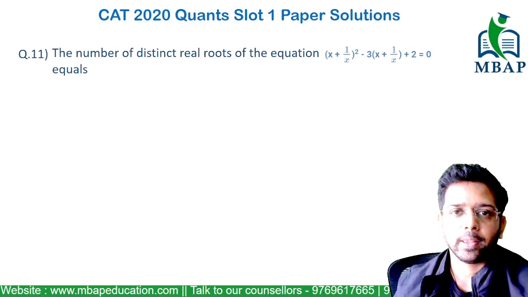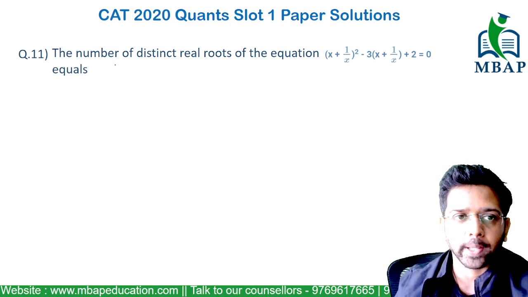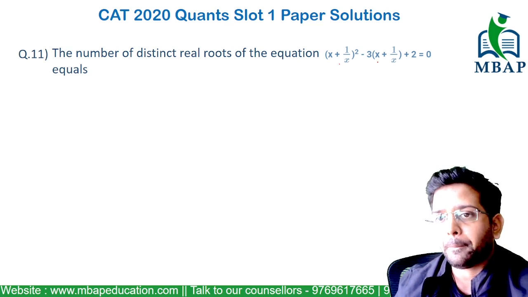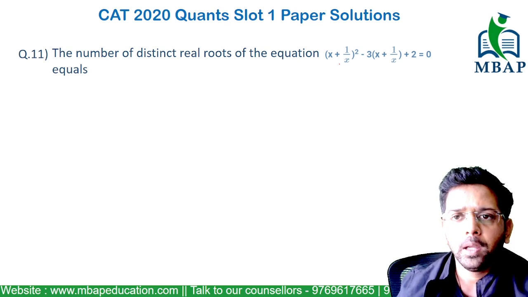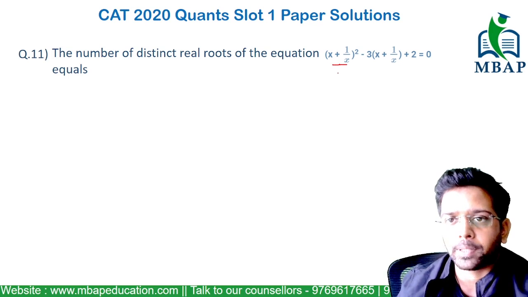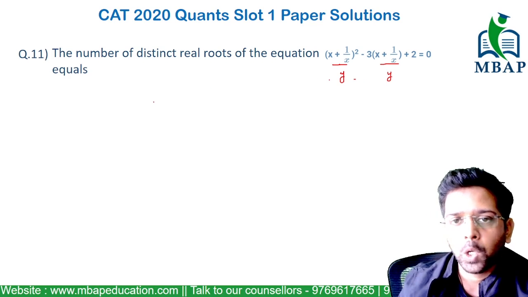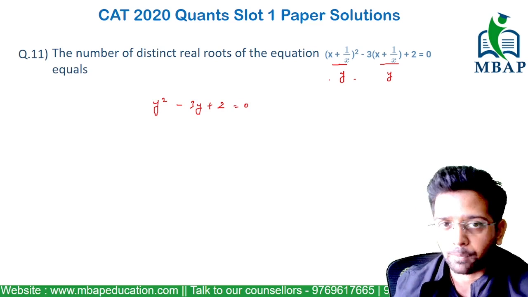Hi everyone. Now let's have a look at the next question. This is question number 11 of CAT 2022 slot 1. The question says: the number of distinct real roots of the equation (x plus 1 by x) the whole square minus 3 times (x plus 1 by x) plus 2 is equal to 0. Let's assume this value of x plus 1 by x to be equal to y. If I do that, the whole expression becomes y square minus 3y plus 2 equal to 0. This is what we need to solve.